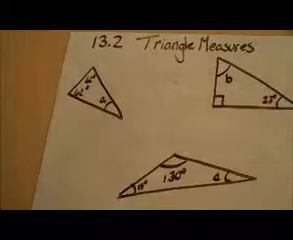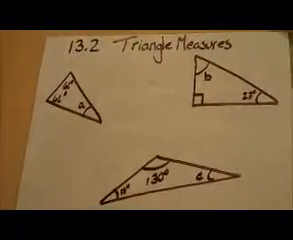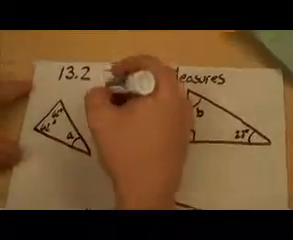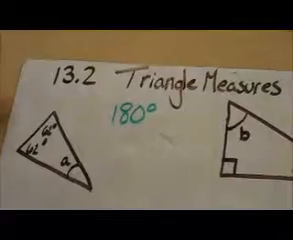Now the first thing you always need to remember is how many degrees are in a triangle? 180 degrees. Perfect. 180 degrees. That'll be the key. We have to remember 180 degrees are in a triangle.